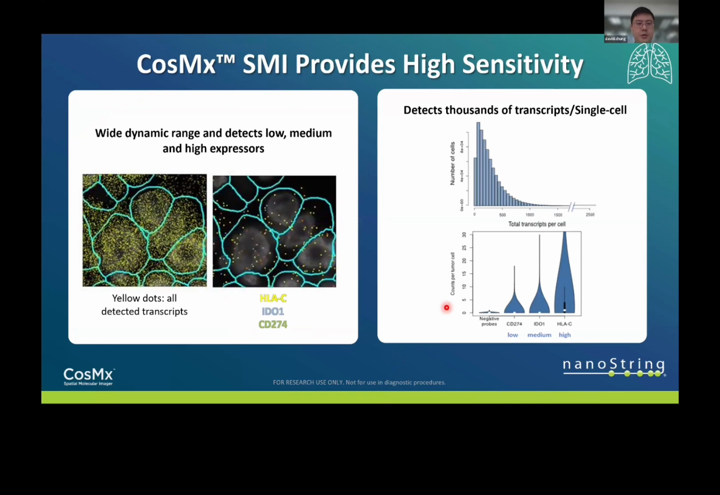So the system is able to provide high sensitivity, yes, and wide dynamic range to be able to detect low expressors, medium, and also high expressors. And you can detect more than thousands of transcripts in a single cell.